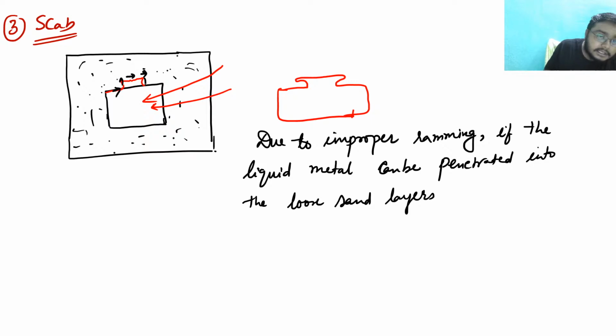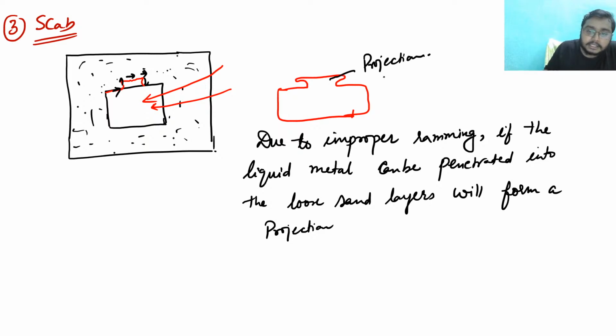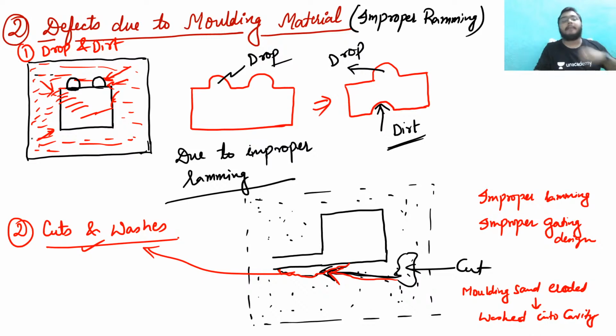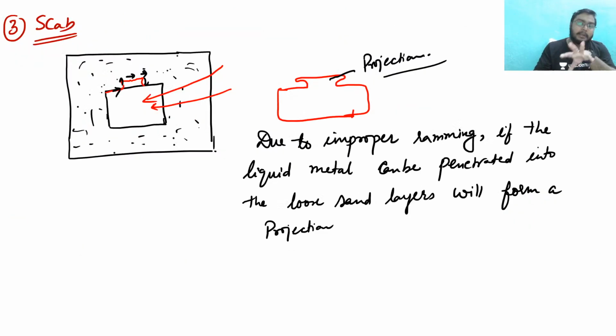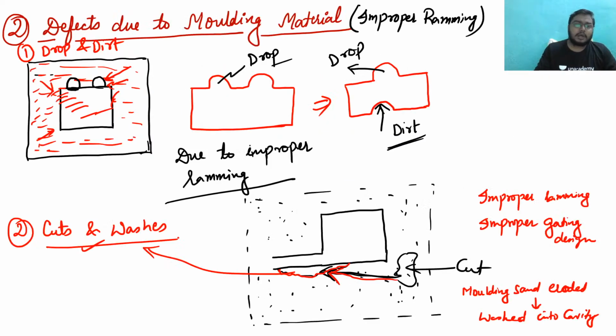Okay, like this, like this, like this. So what you can say here, due to the improper ramming, if the liquid metal can be penetrated into the loose sand layers, and hence will form a projection. So this is a projection, and this projection is actually known as scab. Okay, so that is known as scab. Clear? So I think this concept of a scab, drop, dirt, there is a difference between drop and a scab. It may look the same, but these are not the same things. These are happening due to different phenomena. Okay, so I hope you understand these defects due to the molding sand.